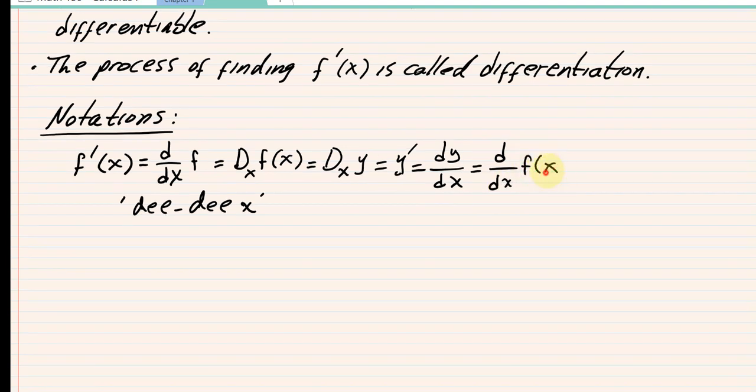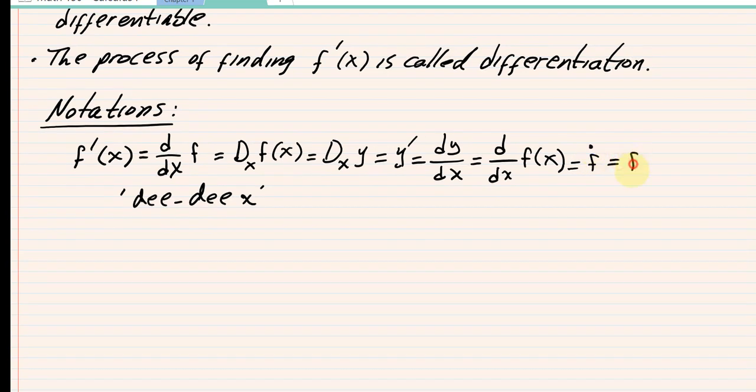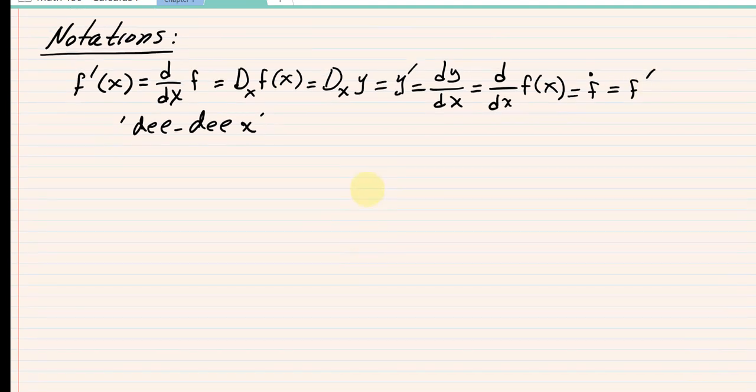d/dx of f of x is another notation. It's kind of like the second one in the list. And some engineering textbooks, they use the dot notation, f with a dot on top. And also sometimes we use, including myself, f prime, meaning the derivative. So if you look at this, we got 1, 2, 3, 4, 5, 6, 7, 8, 9 different ways of showing derivatives.